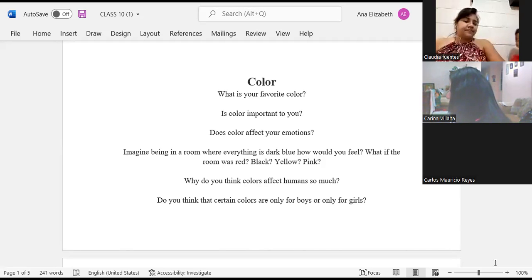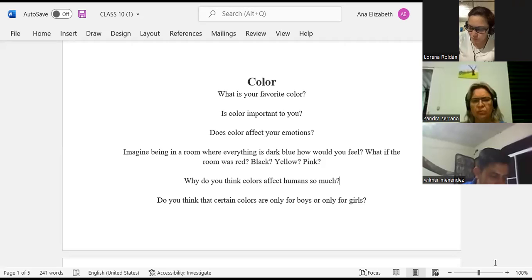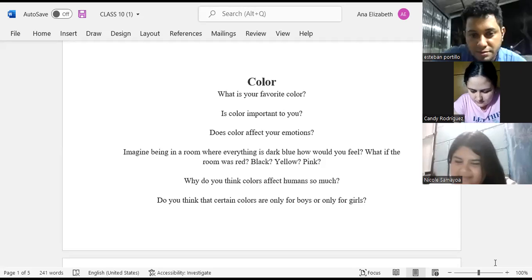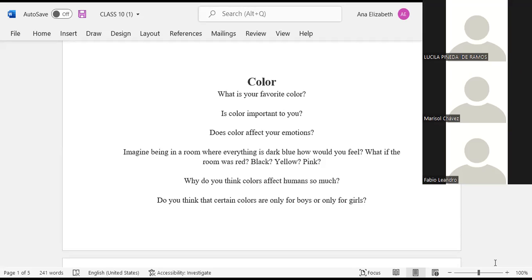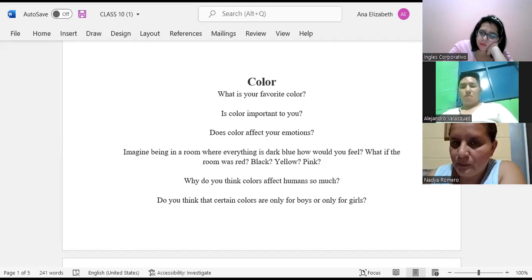Deben de ser para ambos. Danger. Should be for both men and for both women. Men and women. Excellent, thank you.